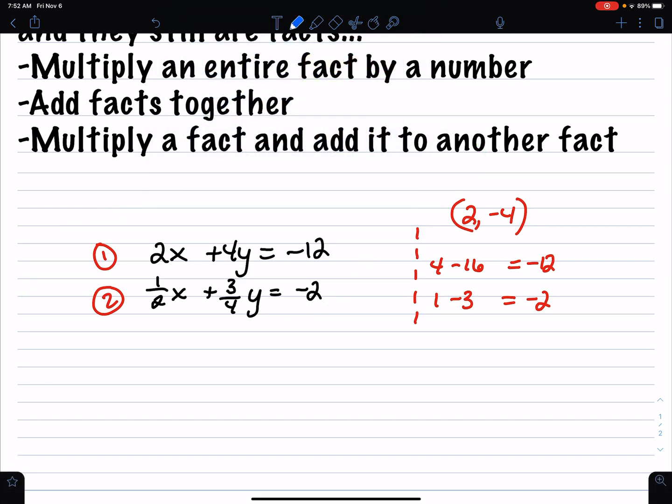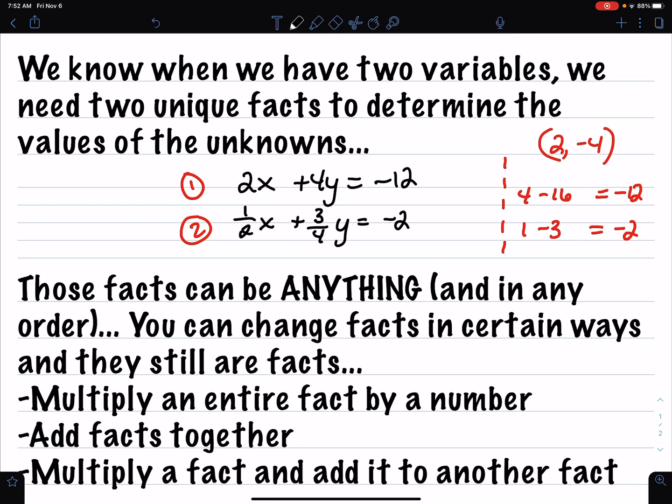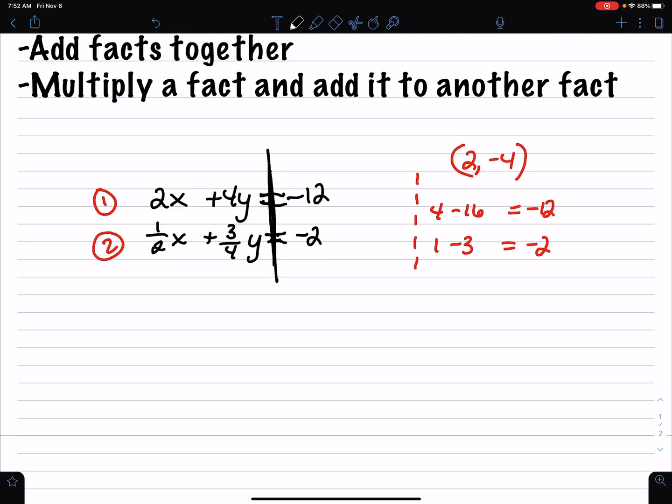So if this is my system, we're going to look at it in two different ways, as a system of equations. I like to put a line there just to separate the two sides of the equation, because if I'm going to manipulate things, I need to make sure to do it to both sides and every term. It helps me stay organized on what the variables are and what the right side is. If we're going to solve a system, we need to have two unique facts. Right now we definitely have two unique facts, but I can change the system in a way that's beneficial to me without changing the values of the variables, without changing the facts.